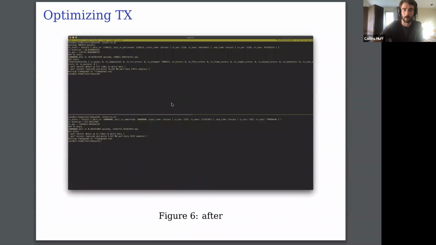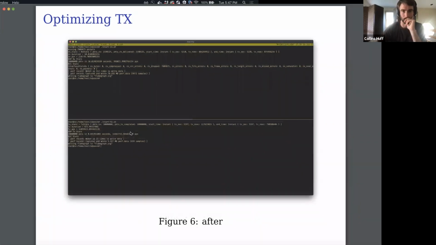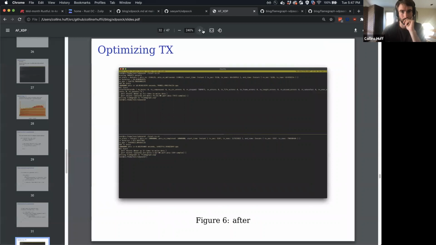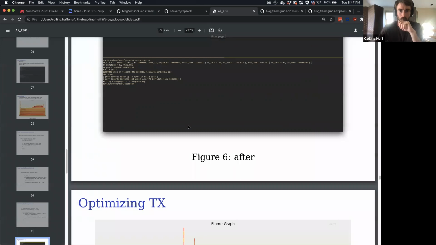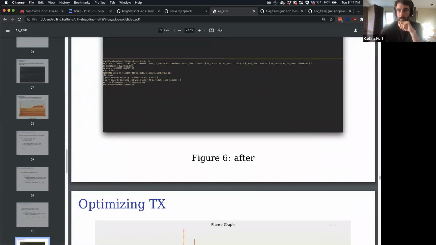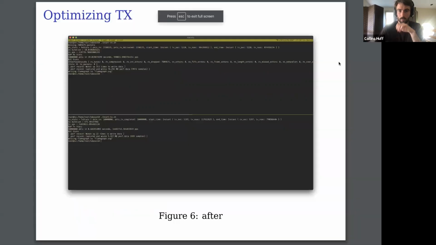And once we do that, you can see, is this too small? I can zoom in on this and show you what's going on here. We're getting the 14 million packets per second that we wanted. So that's an example of using flame graphs to debug a performance issue. Questions on that?